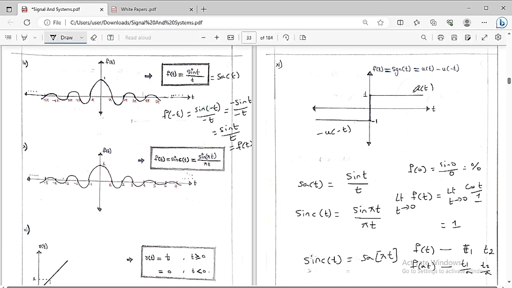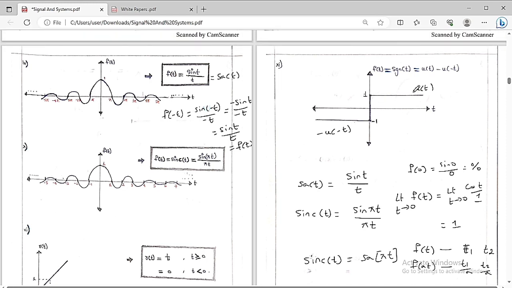So therefore, the signum function is equal to u of t minus u of minus t. So what is the signum function? The signum function is nothing but u of t minus u of minus t. This is u of t, and this is minus u of minus t. So add these two things in order to get the function f of t.